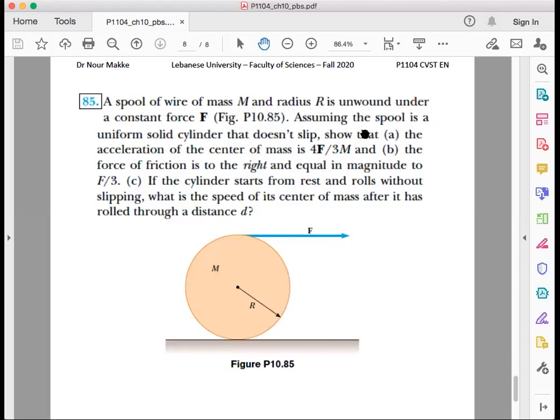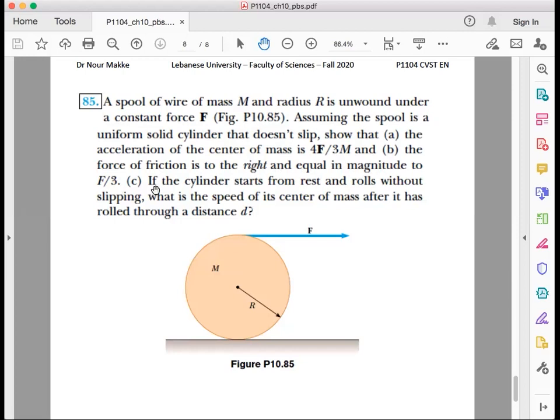Chapter 10, problem 85. A spool of wire of mass m and radius r is unwound under a constant force F as shown in this figure. Assuming the spool is a uniform solid cylinder that does not slip, show that the acceleration of the center of mass is equal to 4F over 3m, and the friction force is to the right and equal in magnitude to F over 3.